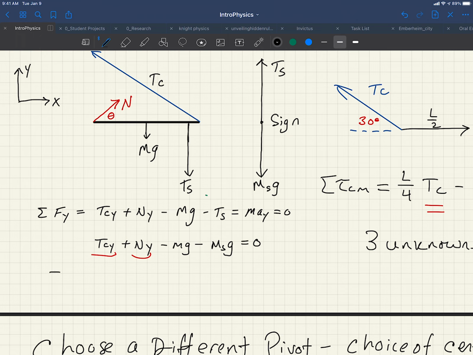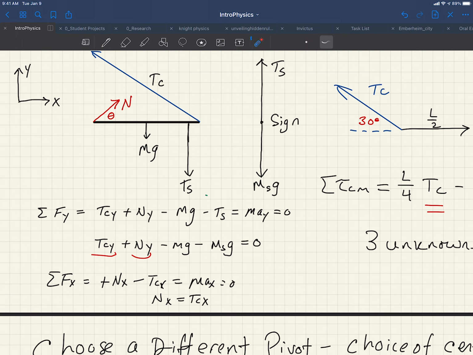Well, you could also have done the sum of the forces in the x direction. And that one's actually not hard. That's going to be a positive Nx minus TCx. And that is then going to be equal to max, which is going to equal 0. And so then you're going to get Nx basically equals TCx. And you might say, well, am I done? Is that it? Well, the answer is no.